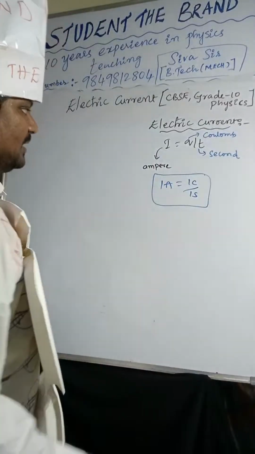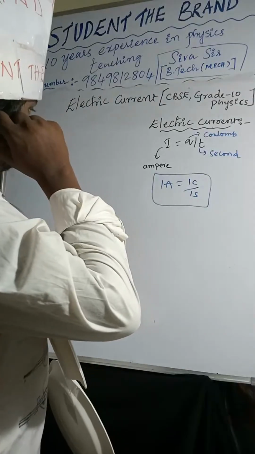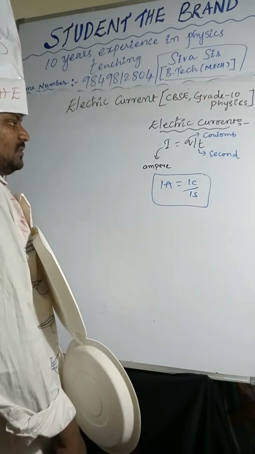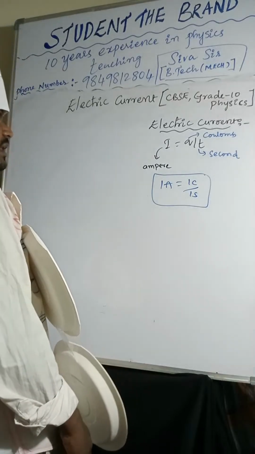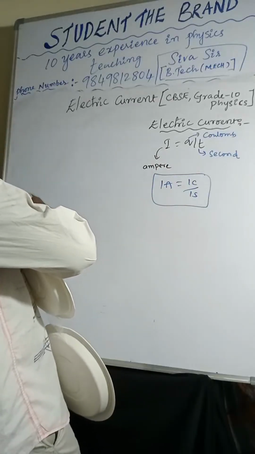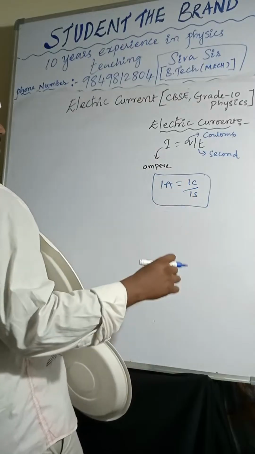So now you are considering here that 1 ampere is defined as 1 coulomb per 1 second. So that is about electric current. Okay, next one. The SI unit of current is the ampere. So ampere is defined as 1 coulomb per 1 second.